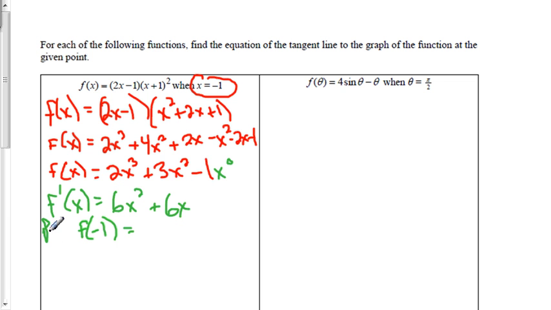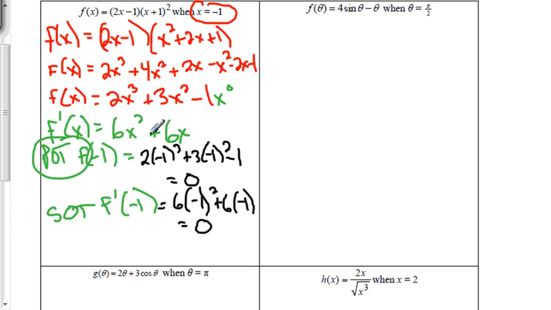That's going to give me my point of tangency. And the slope of the tangent line is substituting in the -1 into the derivative. So let's do that. When I substitute these in, we get 0 for each of those. So now, this represents our point when x is -1, y is 0.